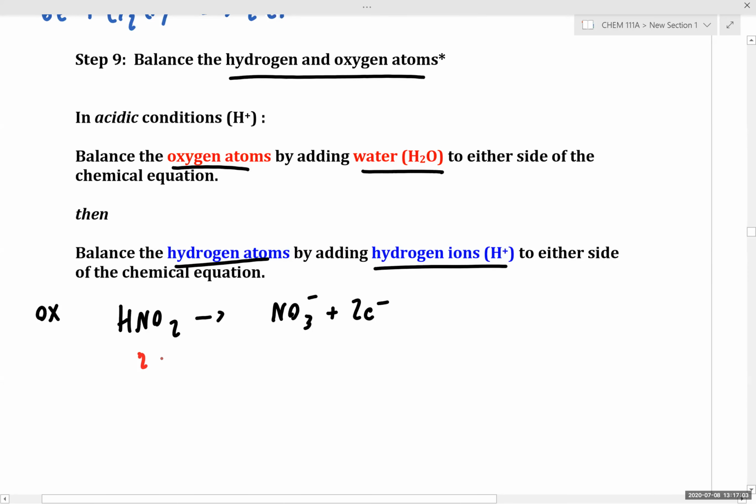So if we have 2 oxygens on the left and 1 oxygen on the right, my question to all of you is, for our oxidation half reaction, how many molecules of water do I need to add, and to what side? If I have 2 on the left and 1 on the right, 1 plus what would give us 2 oxygens? How many waters do I need to add?